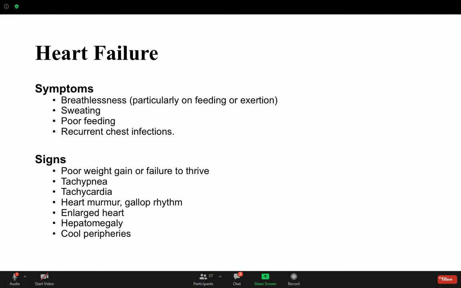Recurrent chest infections, because they have more blood flow because of the shunt. But recurrent chest infection could be as well a presentation of a heart failure. Signs: poor weight gain or failure to thrive, tachypnea, tachycardia, heart murmur, gallop rhythm, enlarged heart, hepatomegaly, cold peripheries. It's all those related to perfusion.